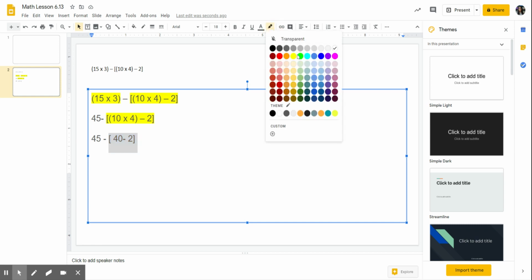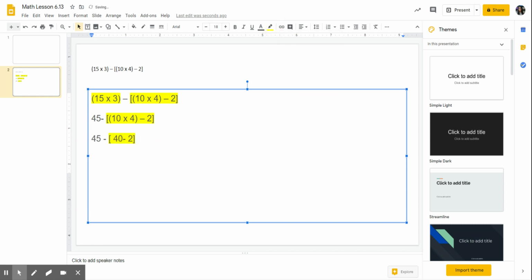I still have my parentheses. So before I move on, I need to continue solving everything that's inside of these brackets. So now I'm going to do 40 minus 2, and that gets me 38. Now that I have solved everything inside of my parentheses, I can finally finish up. So now I have 45 minus 38, and we know that gives us 7.